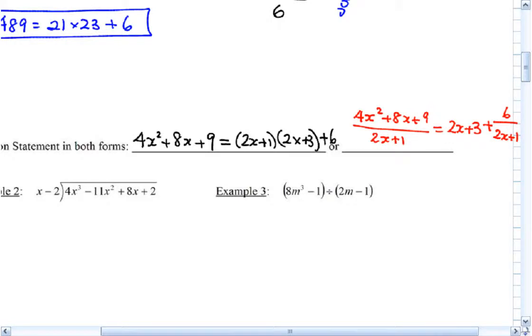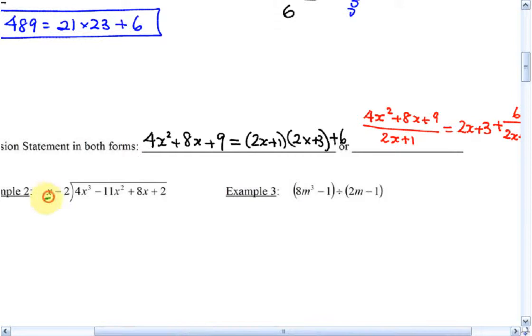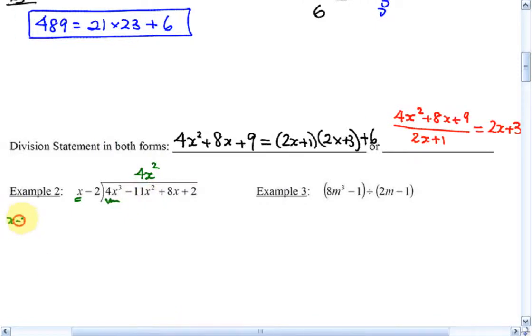Okay? Here's what you ask yourself. X times what gives you 4x cubed? Help me, somebody. 4x squared. Notice I'm going to put the 4x squared on top of the x squared terms. I'm going to line them up. And then you should be taking your divisor of x minus 2 and multiplying that by the 4x squared, and then sticking it underneath. So that would be, I believe, 4x cubed minus 8x squared.